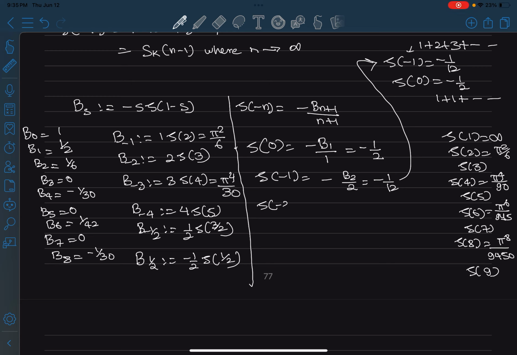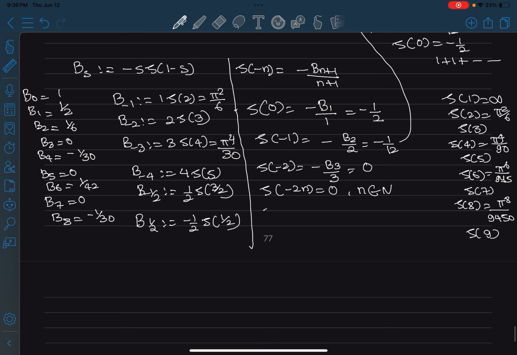And zeta of -2 is negative b3 over 3, right? And b3 is 0, so that's 0. So that's why, because the odd Bernoulli numbers are 0, all these are also 0, right? Except n should be a natural number, not 0. And now for -3, this is just negative b4 by 4, and b4 is -1/30, so this is 1/120, right? So you can actually get all these zeta values as well using the Bernoulli numbers. That's a pretty deep connection, right?